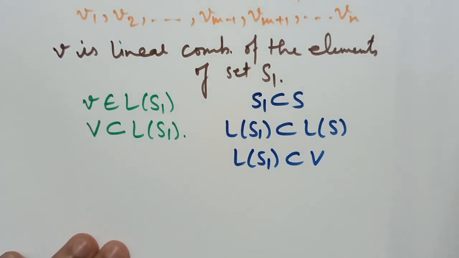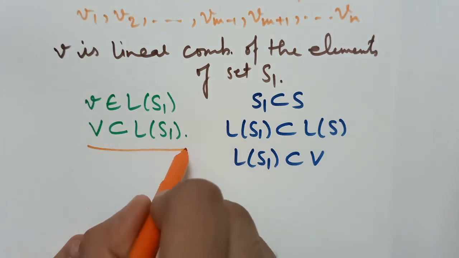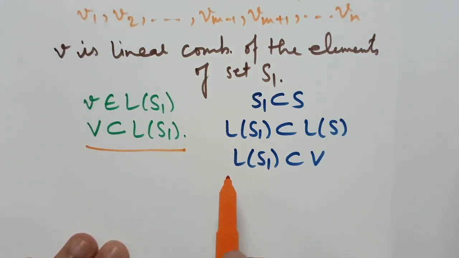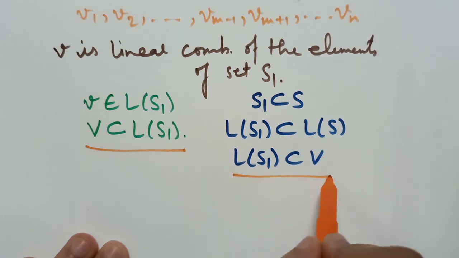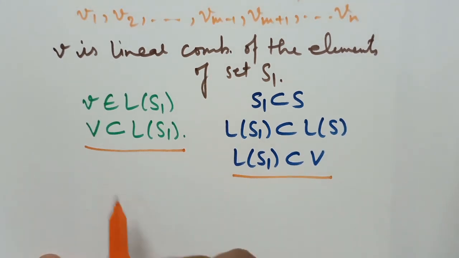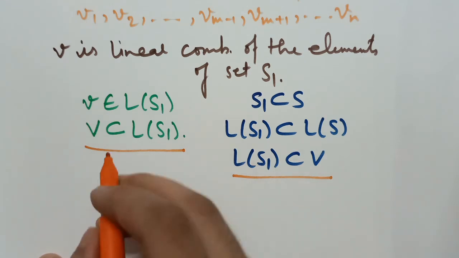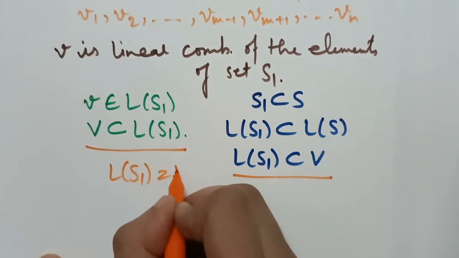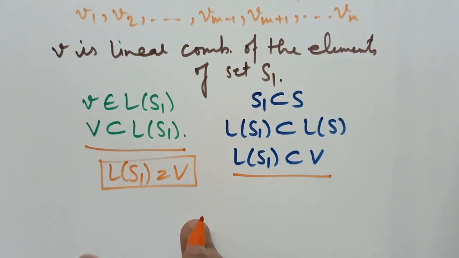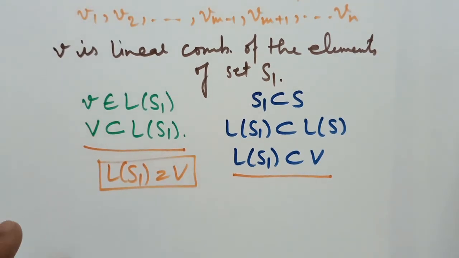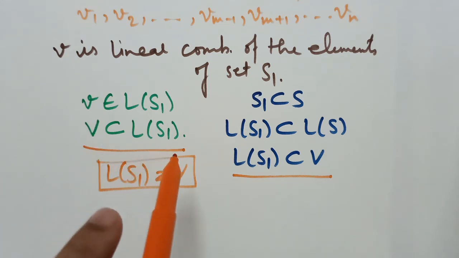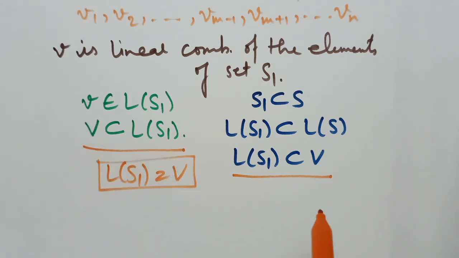But V is a subset of the linear span of S1, and we are here again with the linear span of S1 a subset of V. So these two simply mean that the linear span of S1 is equal to V, because this is the only situation possible when V is a subset of the linear span of S1 and the linear span of S1 is also a subset of V at the same time. So now we are again in the same situation.